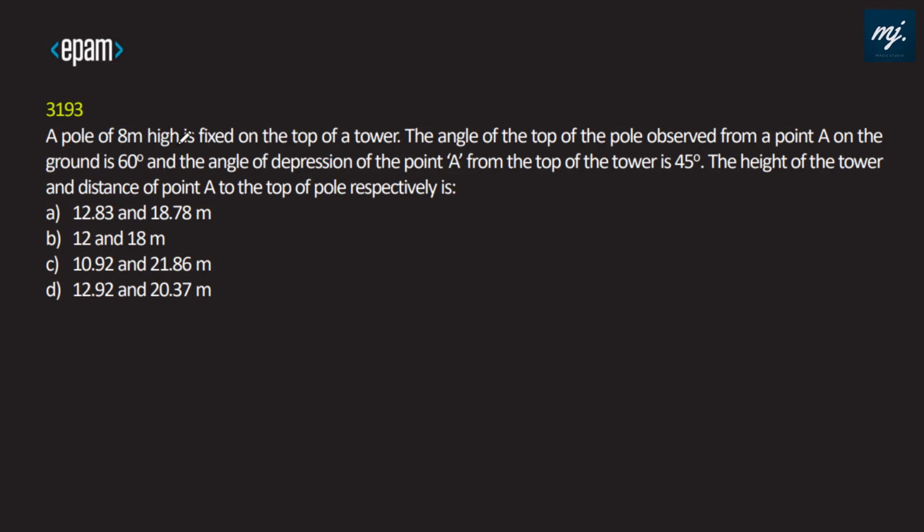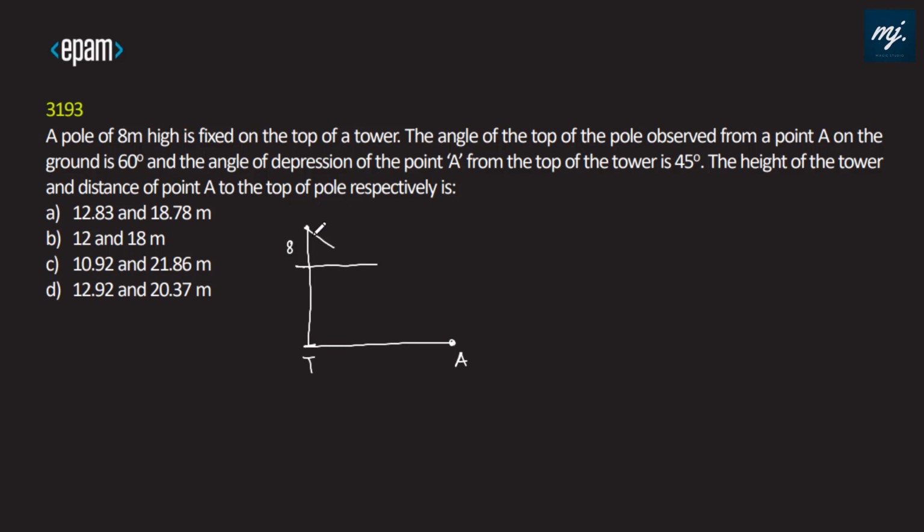A pole of 8 meter height is fixed on top of a tower. Okay, we have a tower. On this tower, a pole is fixed which is of 8 meter height. The angle of the top of the pole observed from point A on the ground is 60 degree. Let this be point A, and the observed angle of the top of the pole.